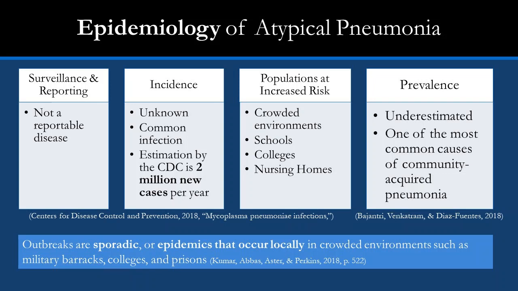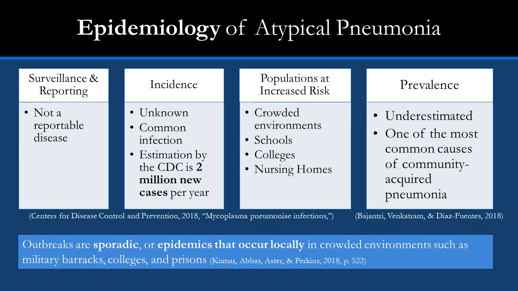Prevalence is also underestimated. This is partially due again to atypical pneumonia not being a reportable disease, but also because most patients tend to not show severe symptoms, and the disease is typically so mild that the majority of individuals do not seek medical attention for the infection. Atypical pneumonia caused by Mycoplasma pneumoniae is actually one of the most common causes of community-acquired pneumonia.